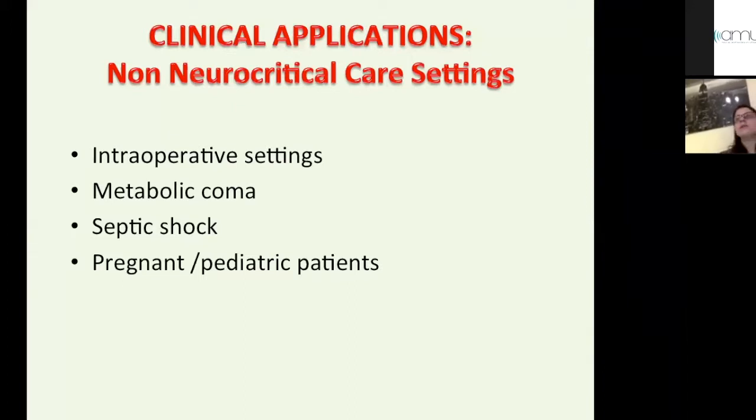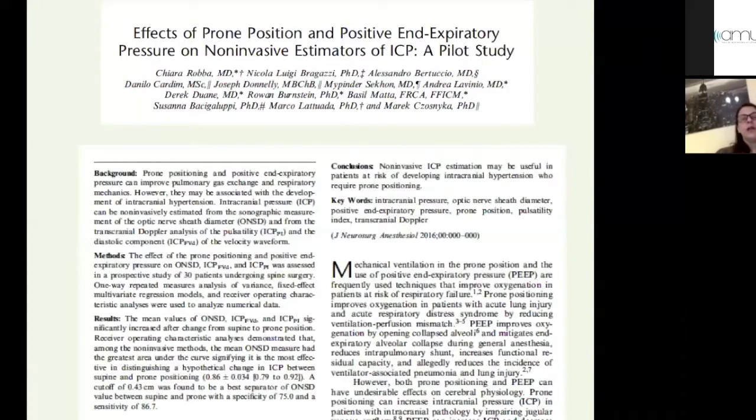For example, in the intraoperative settings, there are some kinds of operation which put the patient at risk of intracranial hypertension, metabolic coma, septic shock, and also in the pediatric and pregnant population, the use of ultrasound to assess cerebral dynamics would be really, really important. When I talk about the operating room and situations which can put patients at risk of intracranial hypertension, this is actually what I mean.